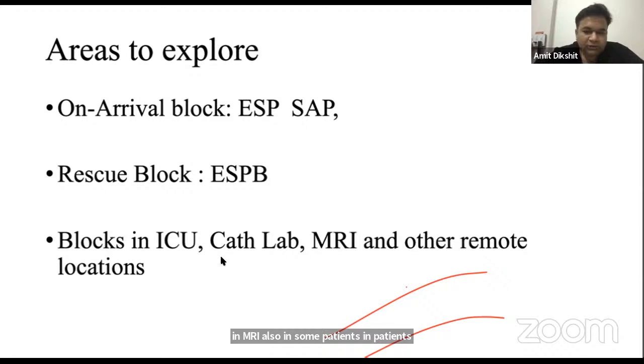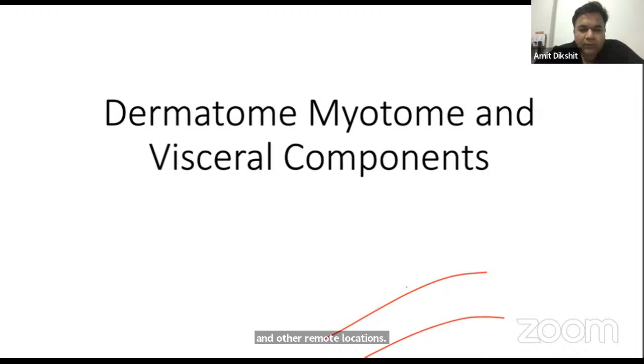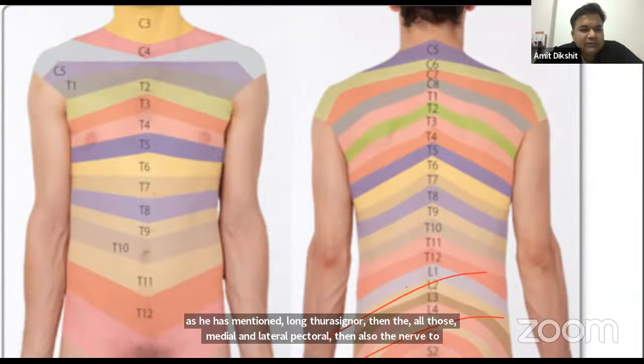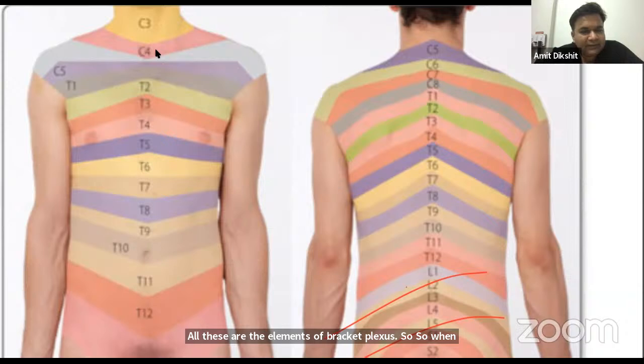So now coming to dermatome, myotome, and visceral component, Hebbard has mentioned that there are multiple challenges when it comes to thoracic blocks. So it's not only T2 to T6, but there is, as he has mentioned, the long thoracic nerve, then the medial and lateral pectoral nerves, then also the nerve to serratus anterior. All these are elements of the brachial plexus. So when we talk about breast analgesia, it is brachial plexus plus thoracic. So many dermatomes to cover.